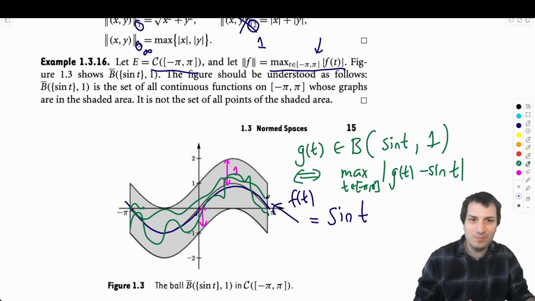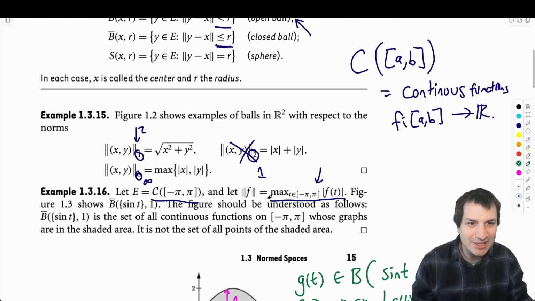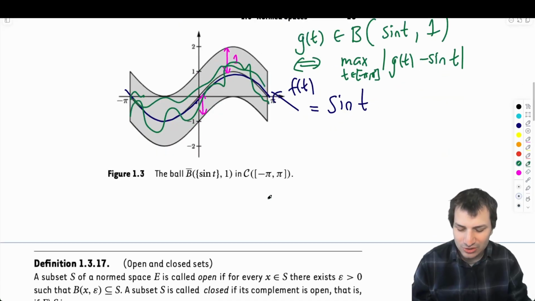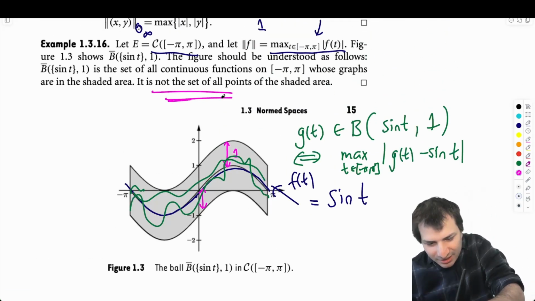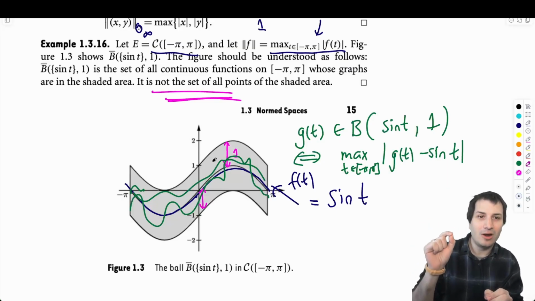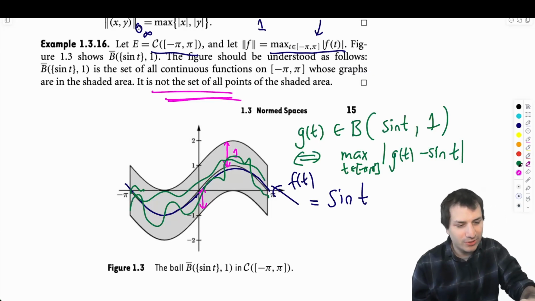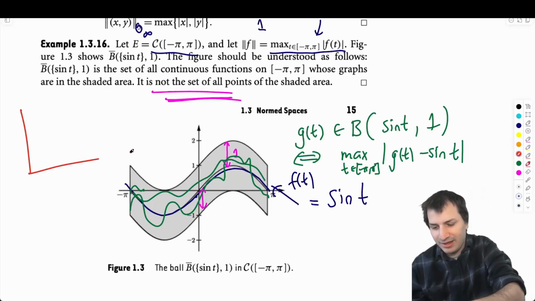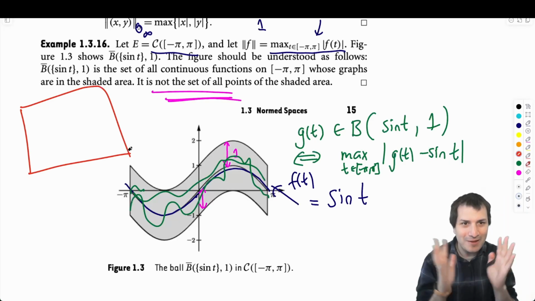So it feels kind of similar to what you do in R2, like our starting example. The textbook does have a nice little warning here, which is don't be mixed up. It is not the set of all points of the shaded area. So don't think that we're talking about points in R2, we're talking about functions. The points are functions. Some people call this the sociological way of thinking about functions.